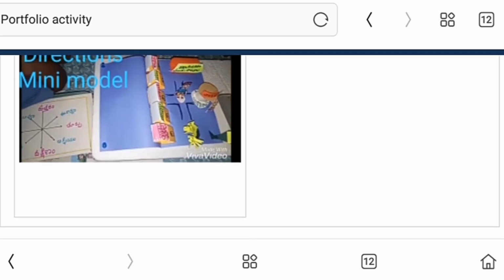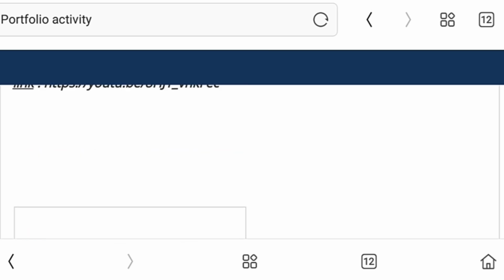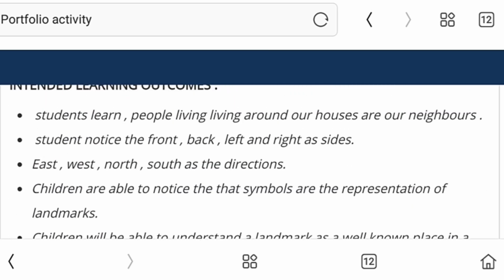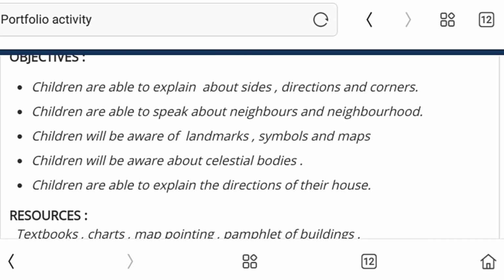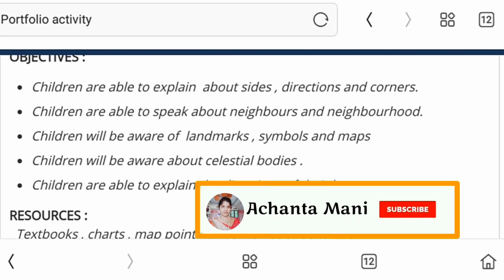Okay friends, this is my portfolio of Module 10, Pedagogy of Social Sciences. I hope you understand.